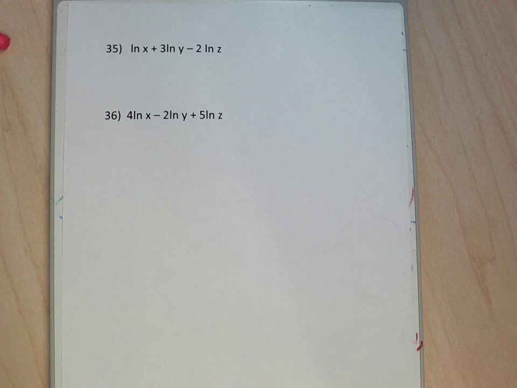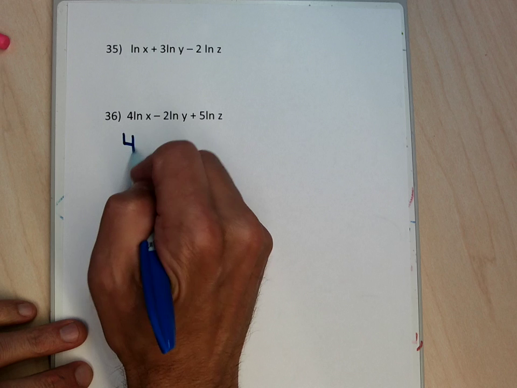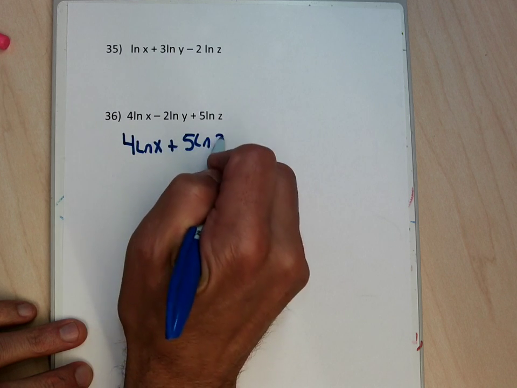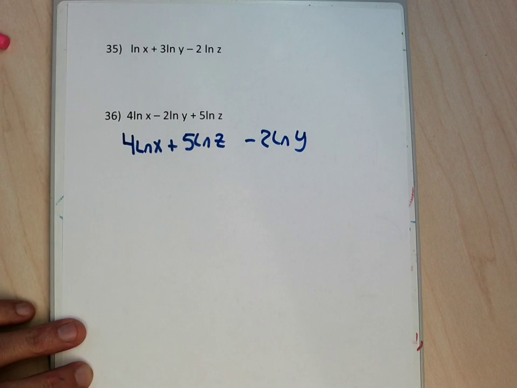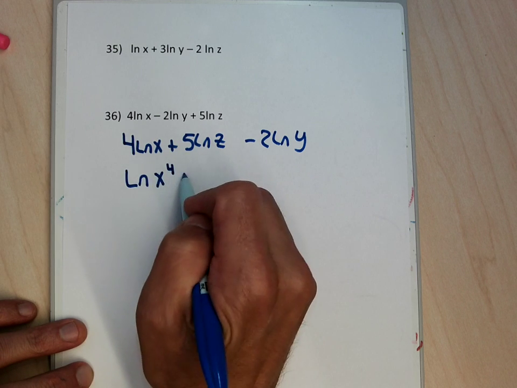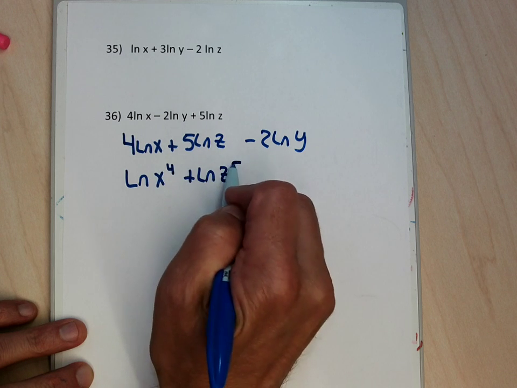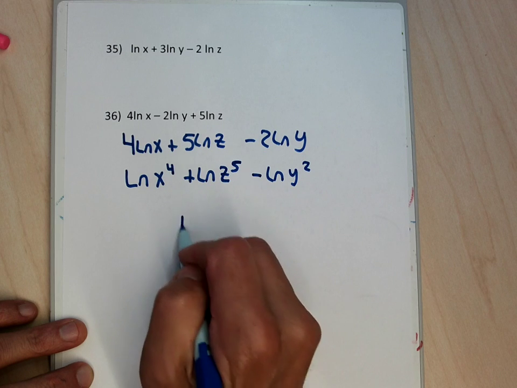So to do 36, well, maybe I can think of this as 4 ln of x plus 5 ln of z minus 2 ln of y. I don't know that that's really necessary, but if you like the minus written last, you certainly can do that. Then I can think of this as the ln of x to the fourth plus the ln of z to the fifth minus the ln of y squared, and make one logarithm.